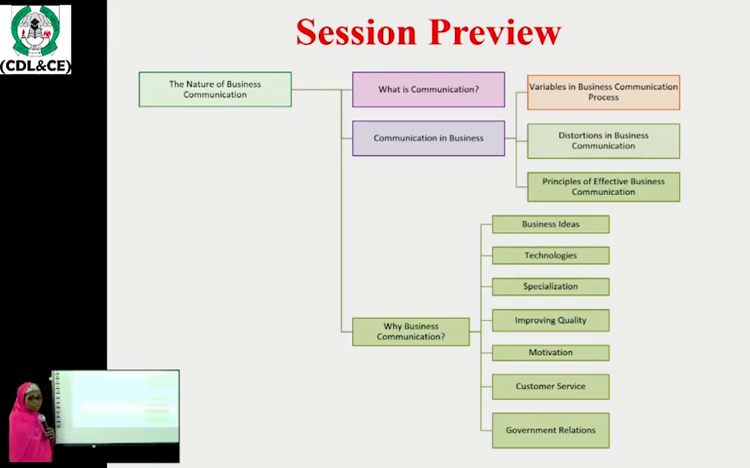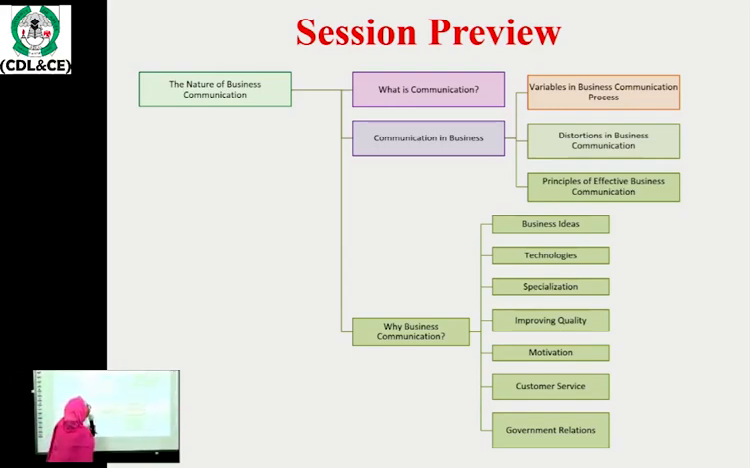What are the importance of business communication in any organization? And here you see the importance, which are business ideas, technologies, specialization, improving quality, motivation, customer service, and government relations.